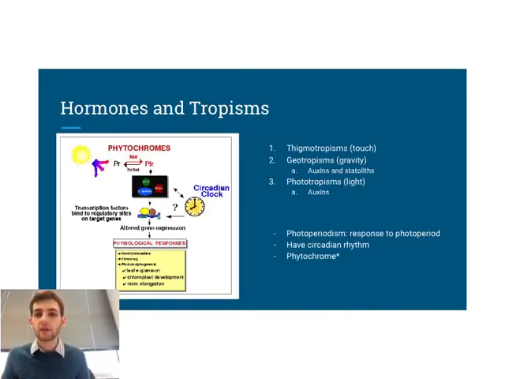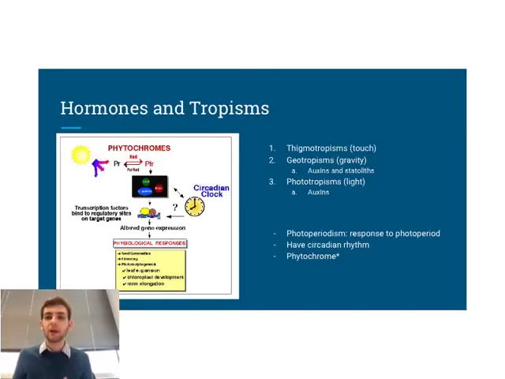Very quickly moving on, we're going to talk briefly about hormones and tropisms. We've already talked about auxins and ABA as two hormones that allow the stomata to open and close. Tropisms, remember, a tropism is a response to a stimulus, and so you can have a positive tropism, which is movement towards a stimulus, or a negative tropism, which is movement away from a stimulus.